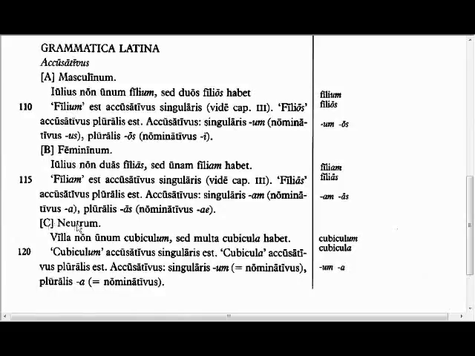The neuter gender. Villa, okay, so the house has not one bedroom, but many bedrooms. Cubiculum, the neuter singular accusative. Cubicula, the neuter plural accusative. Notice that the nominative and accusative are the same. That's the rule for the neuter. Cubiculum is accusative singular. Cubicula is accusative plural. The accusative singular ending is um, the same as the nominative. The plural is a, which is also the same as the nominative.